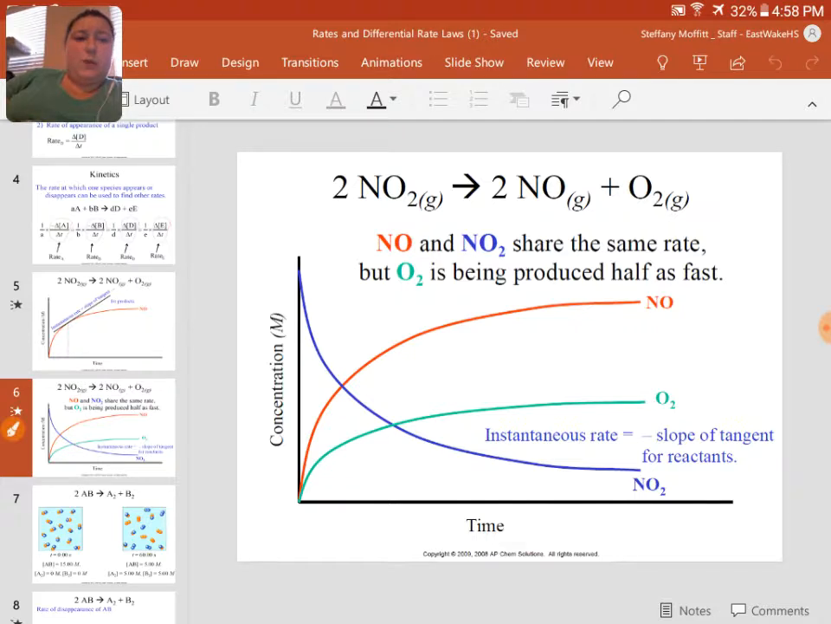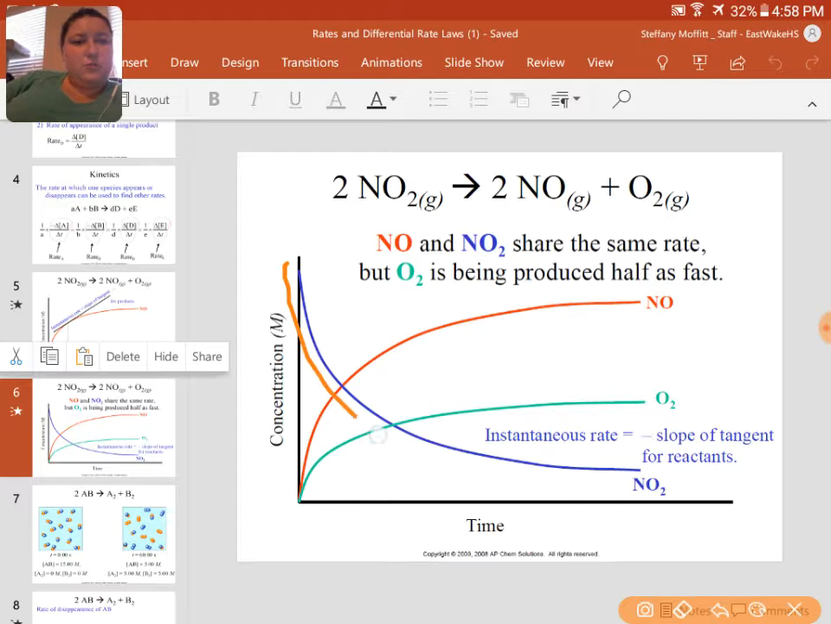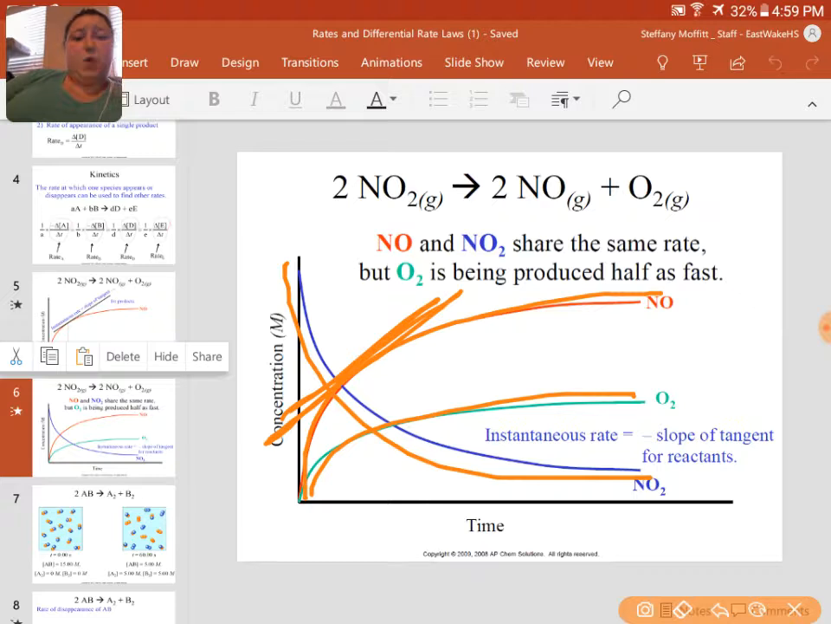For the specific equation, the concentration change for NO2 is an exponential decay, whereas NO is an exponential growth, and they are opposites of each other but the same rate. Opposites concentration-wise. O2 is being produced at half of that rate, because it just is. The instantaneous rate is equal to the negative slope of the tangent for reactions. Tangent just means a straight line that touches one single point on the curved line.